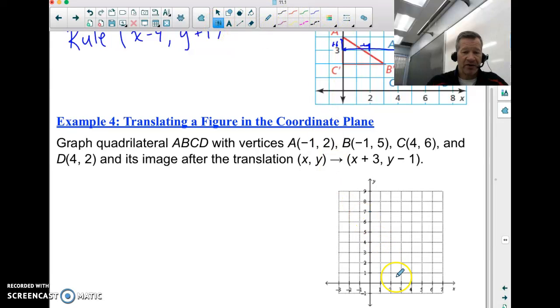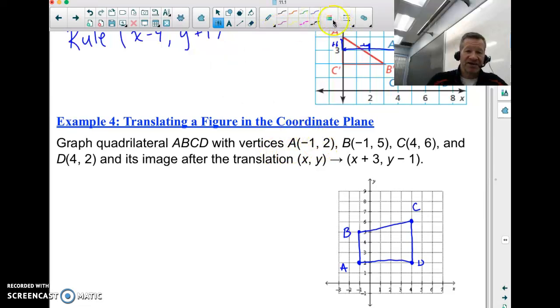So let's start out with -1, 2, there's point A. -1, 5 would be point B, that's up here. Point C is at 4, 6, would be right there. And point D is at 4, 2. So we make ourselves a quadrilateral. A quadrilateral is just a figure with 4 sides. So connect the points to create that figure. And again, I'm a little challenged when it comes to drawing lines straight, but I've done worse than that.